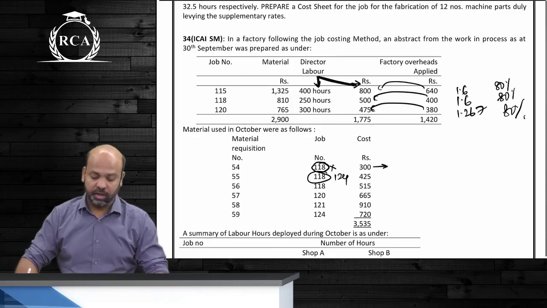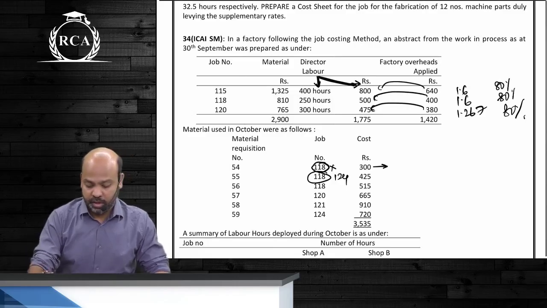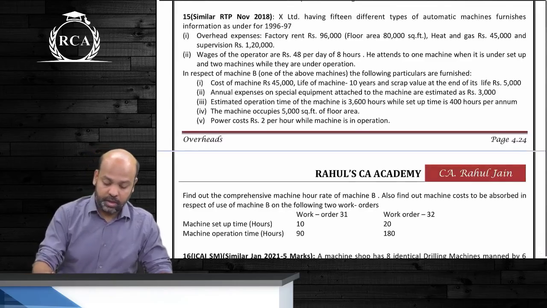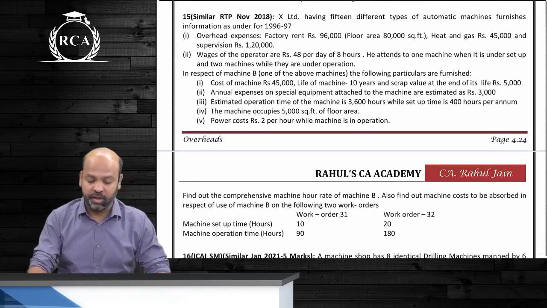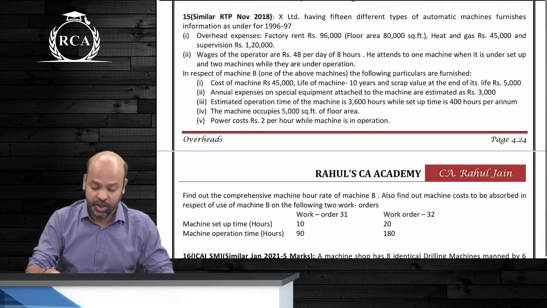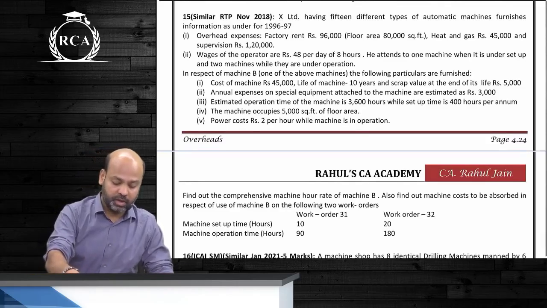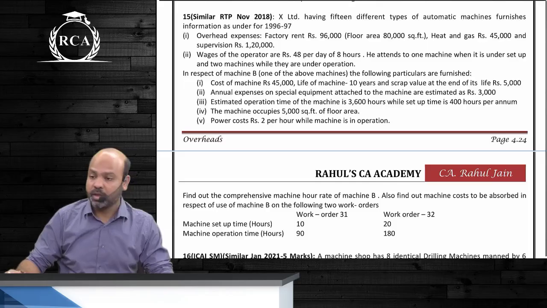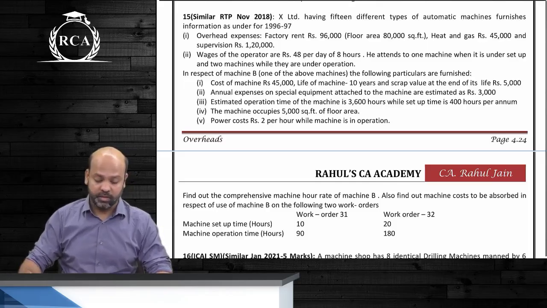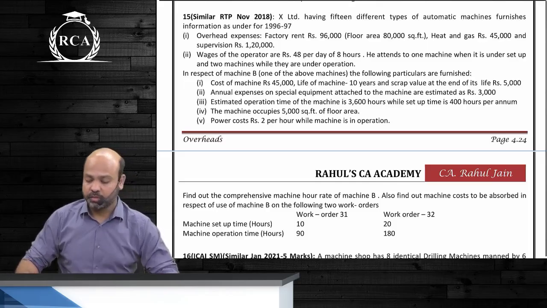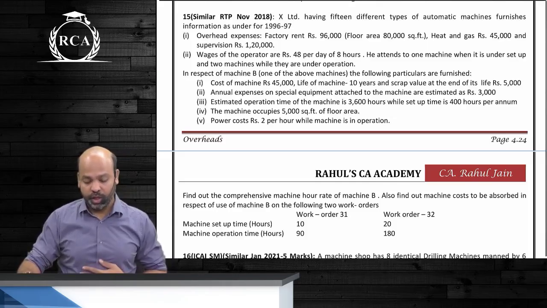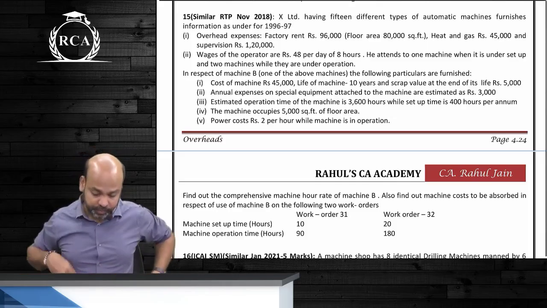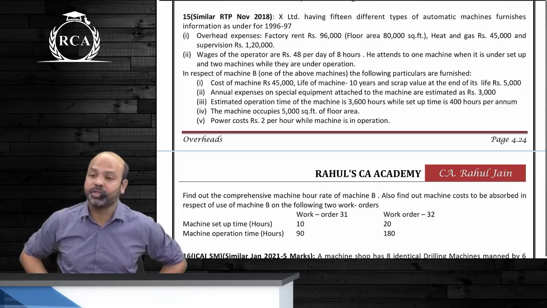Question number 15, guys. X Limited has 15 different types of automatic machines. Furnishes information for the year 1996 to 97. Overhead expenses are factory rent 96,000. The total floor area is 80,000 square feet. Heat and gas 45,000, supervision 1,20,000.